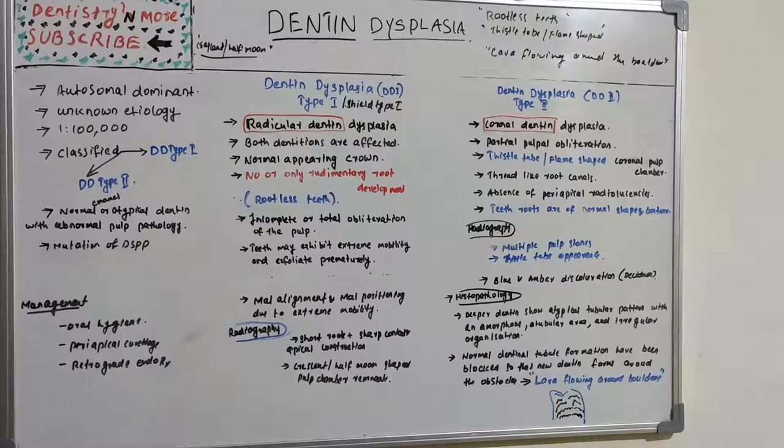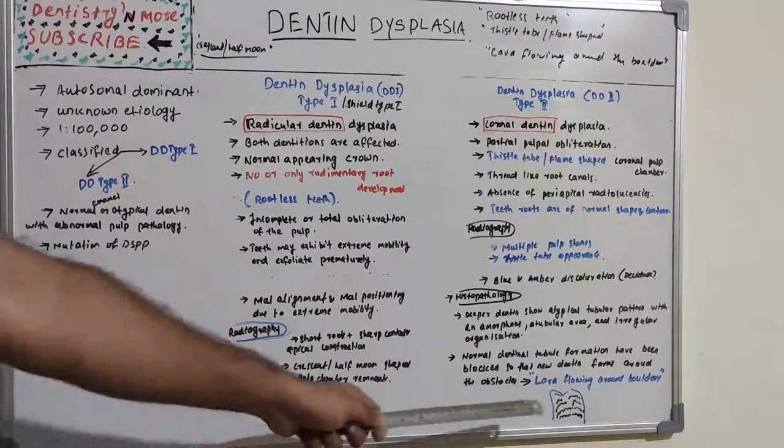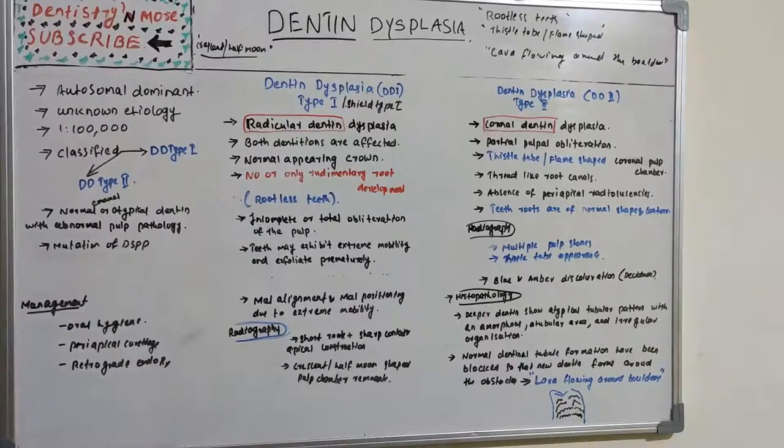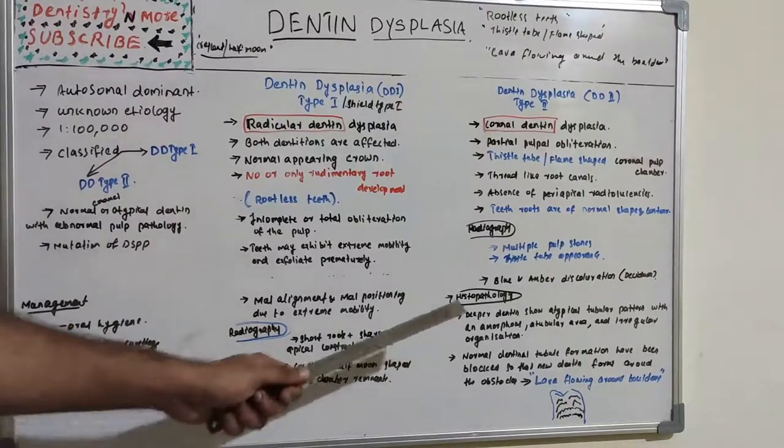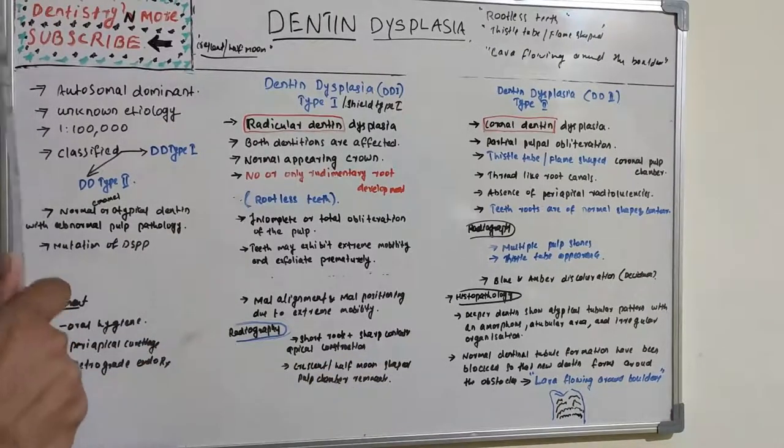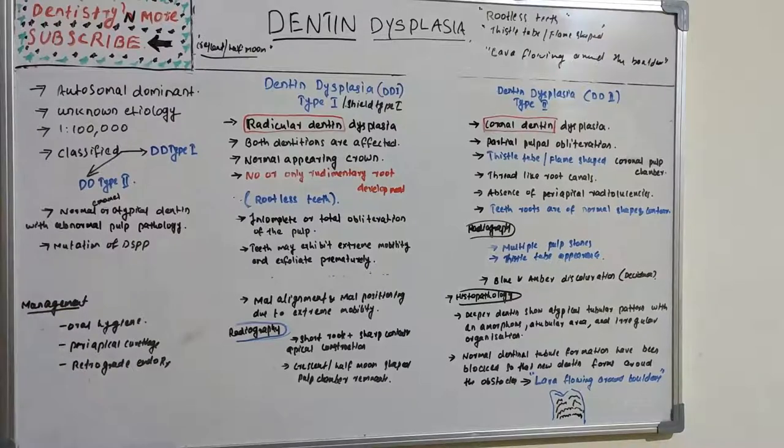So when we take a cross section, we can see this peculiar appearance of dentine formation around the obstacles, the lava flowing around the boulders. So that is a histopathology feature of dentine dysplasia. So that's all about dentine dysplasia.